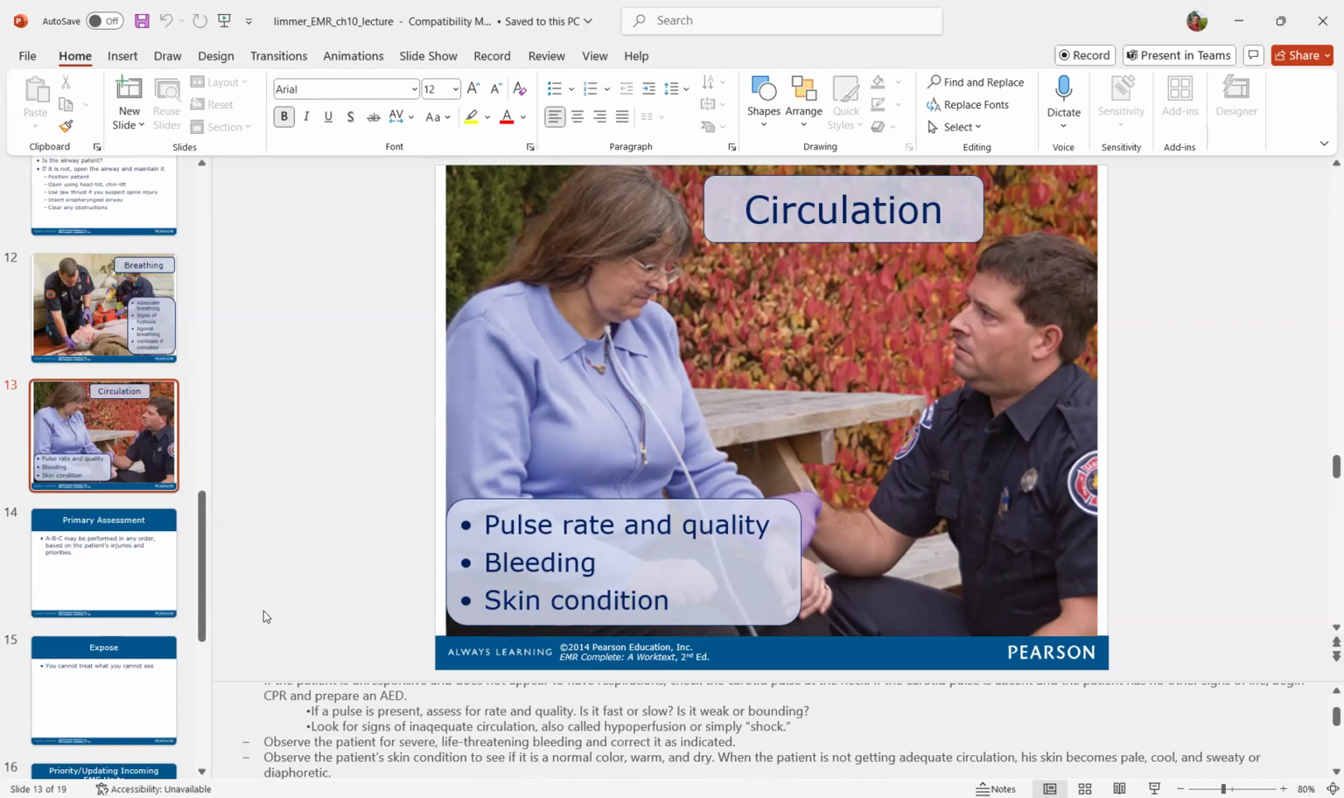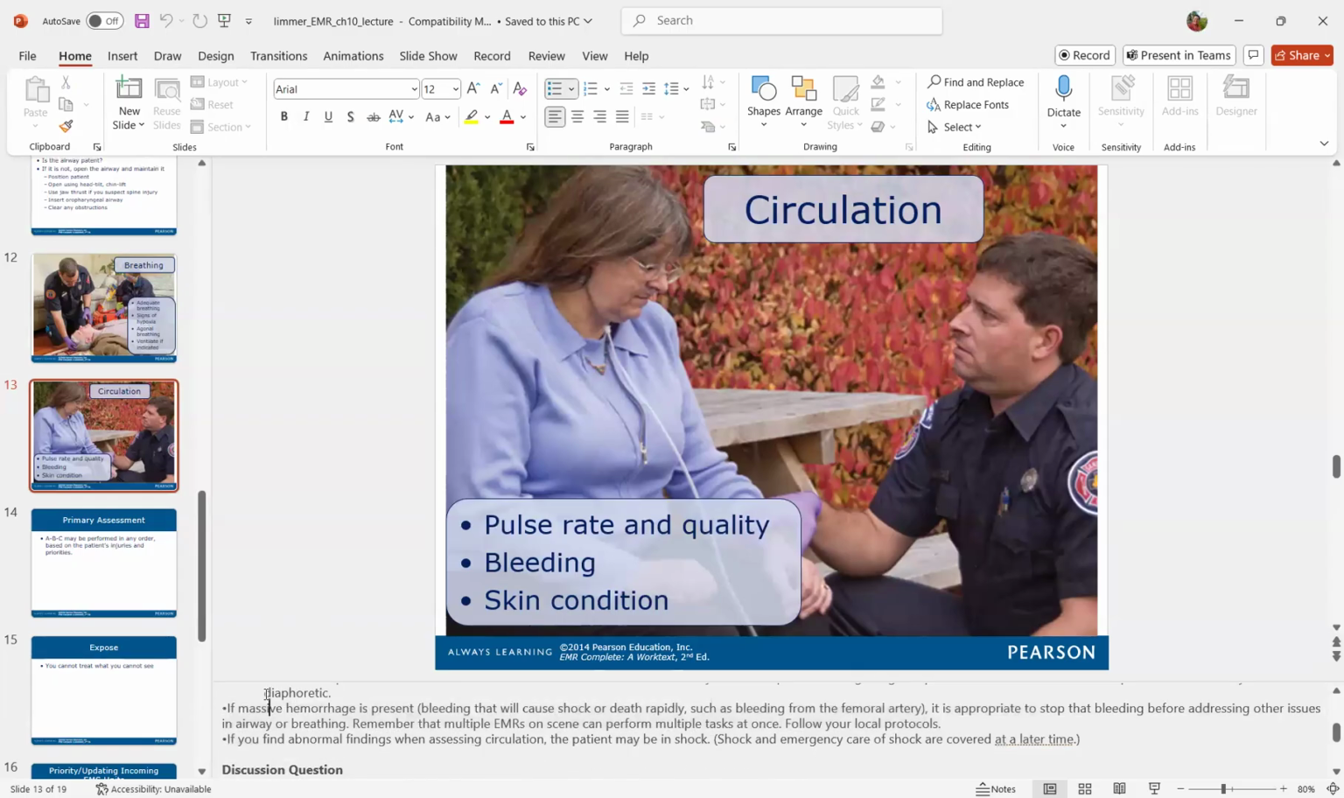We're going to observe the patient for severe life-threatening bleeding and correct that if indicated. We're going to observe the patient's skin condition to see if the skin is normal color, warm and dry. When the patient's not getting good circulation, their skin's going to become pale, cool, and sweaty, or what's known as diaphoretic, that diaphoretic word.